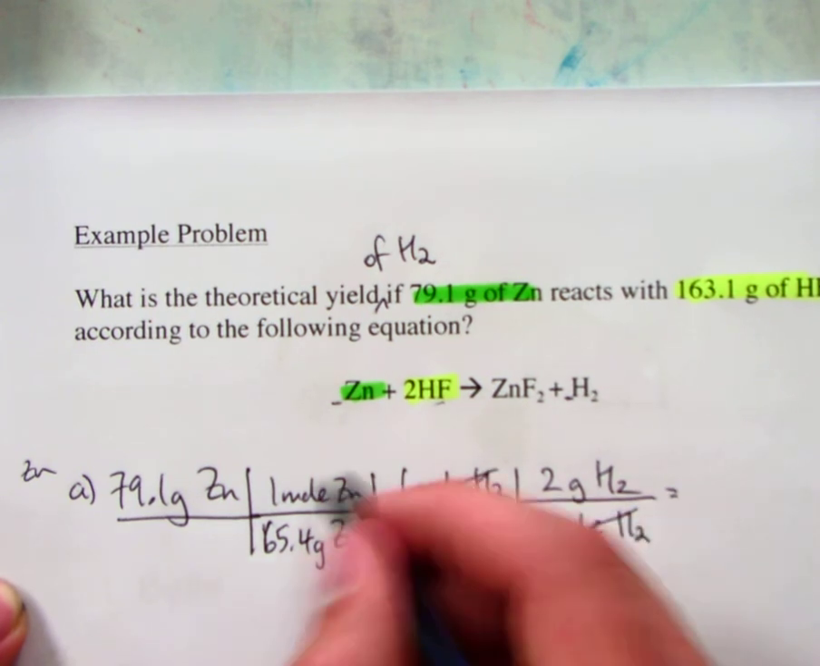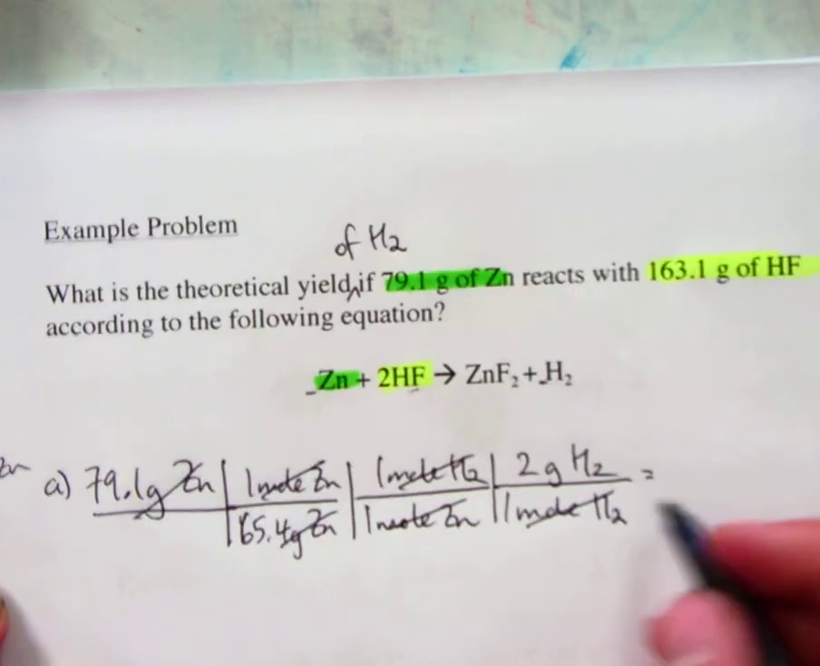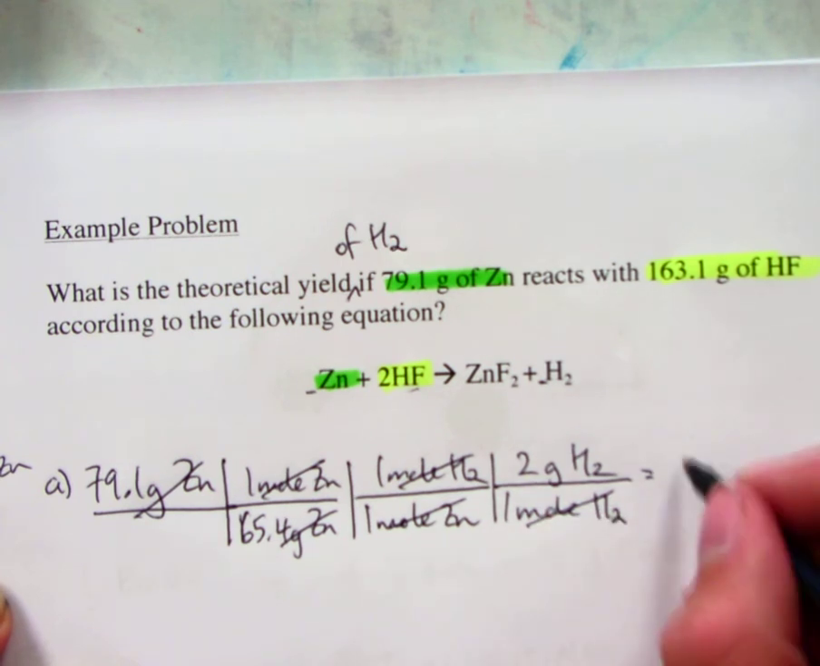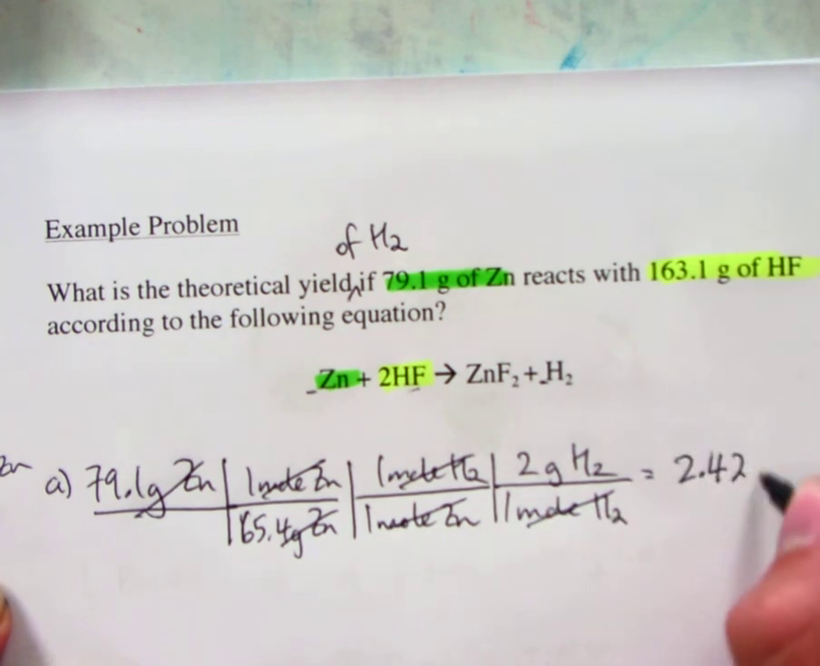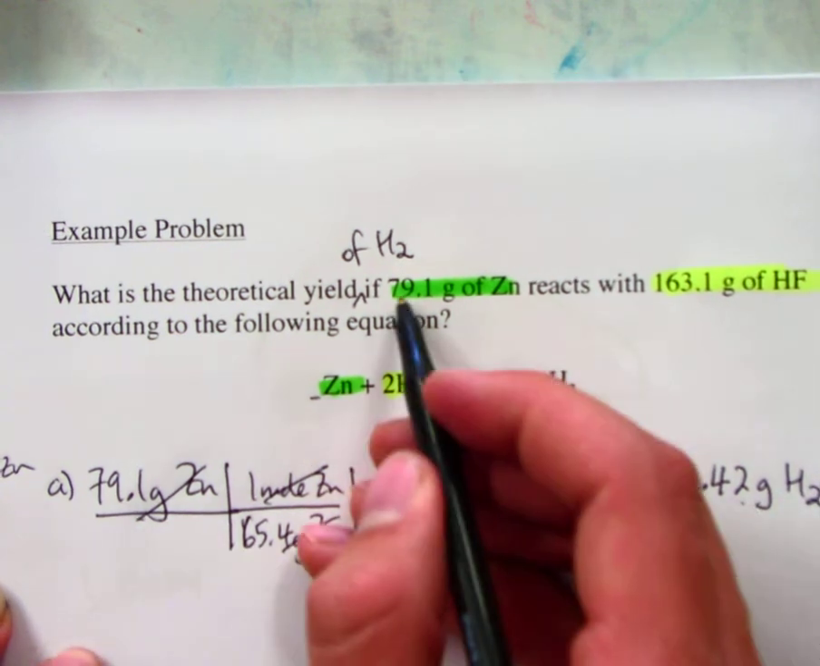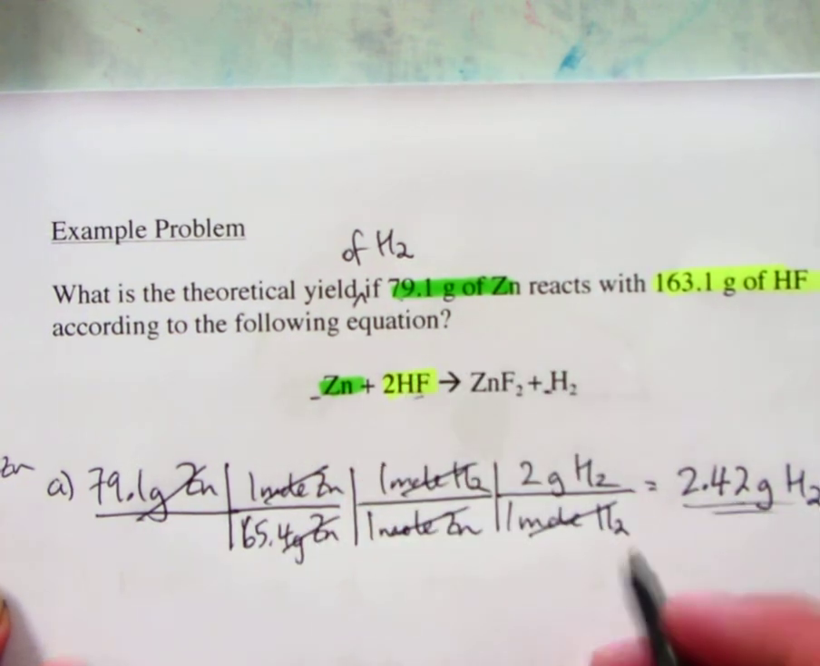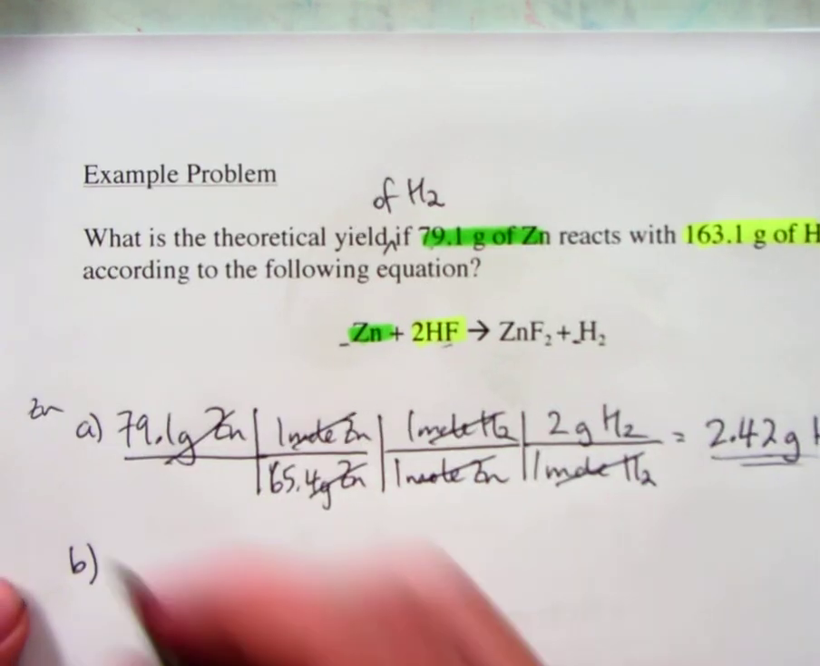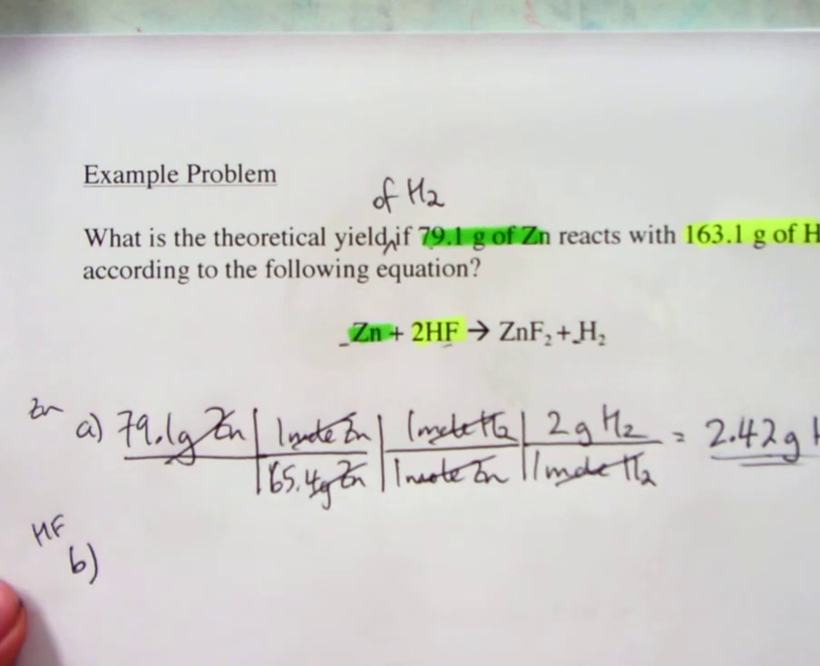Cancel out my moles of H2, my moles of zinc, my grams of zinc. If I do the math, multiply across the top, and divide by what's across the bottom, I'll get a final mass of 2.42 grams of H2. 3 sig figs, because I was given 3 sig figs to start. Okay, so that's possible. Let's pretend we used up all of the hydrofluoric acid, HF.